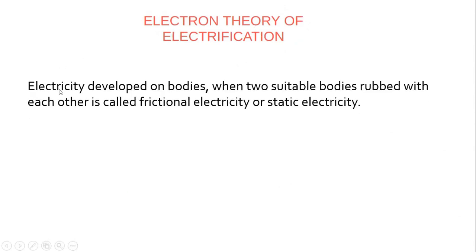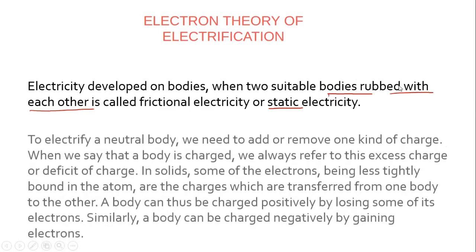Now, the explanation of this static electricity is the electron theory of electrification. What this theory explains is that the electricity developed on bodies when two suitable bodies are rubbed with each other is called frictional electricity. Mind it, the key point is that two suitable bodies are rubbed with each other; that is called static electricity. Whenever two static bodies are rubbed with each other, this is static electricity.